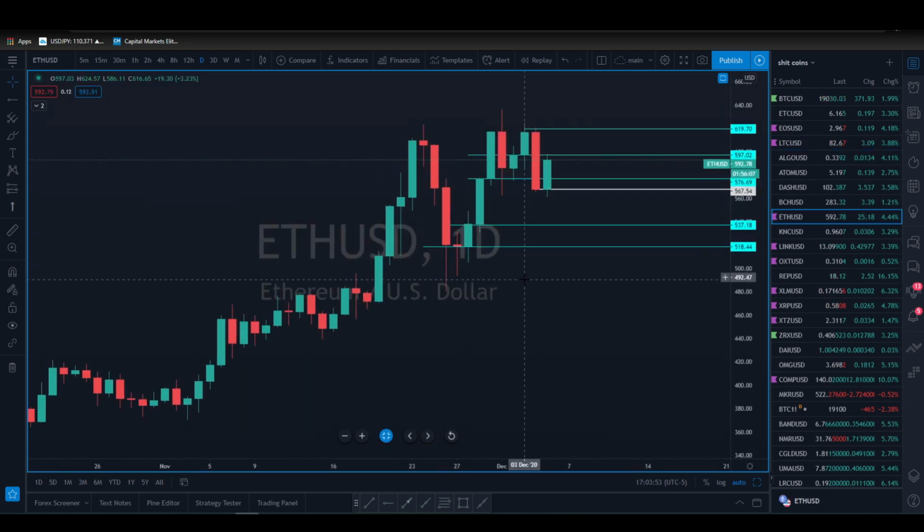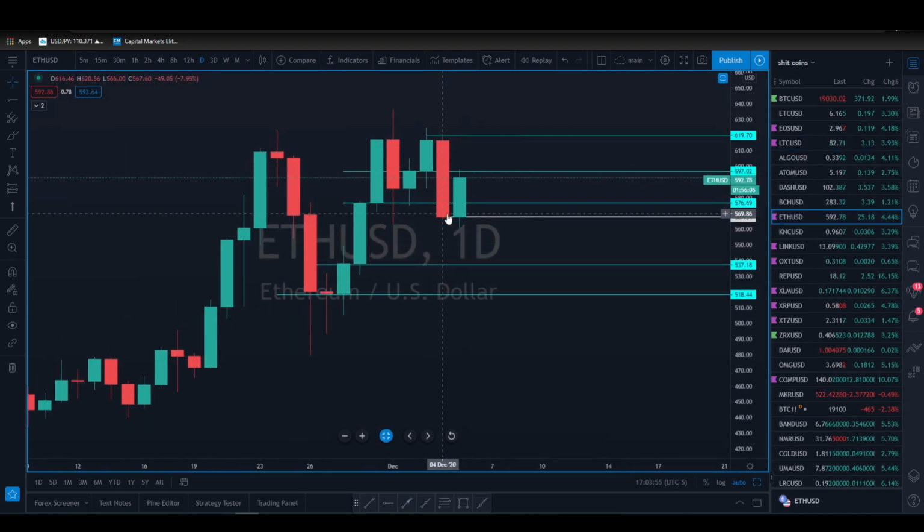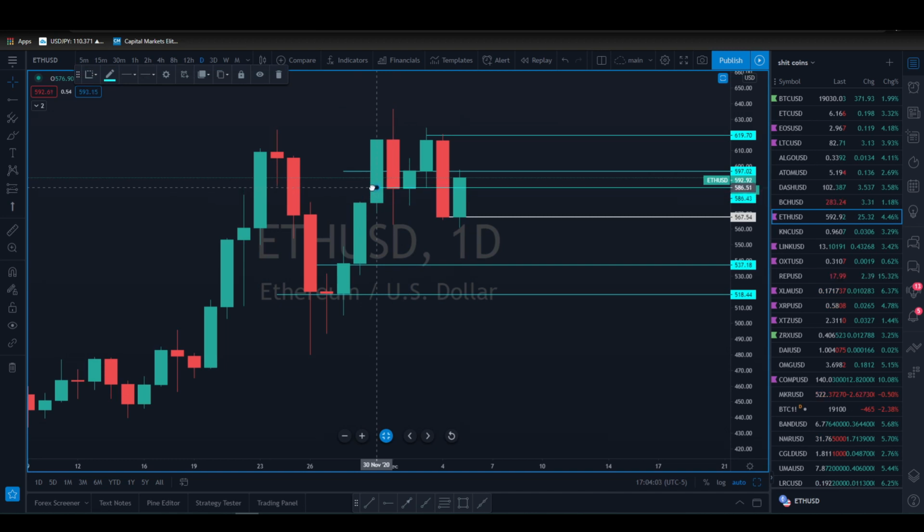Ethereum has done pretty close to the same thing. We closed a daily below this market structure here, this area right here, and we have pushed back up in there. So that's quite good. If we see a daily closure above this level, which is 580, we're definitely going to be testing this other area right here, 597.02.